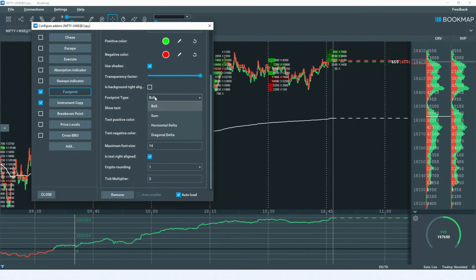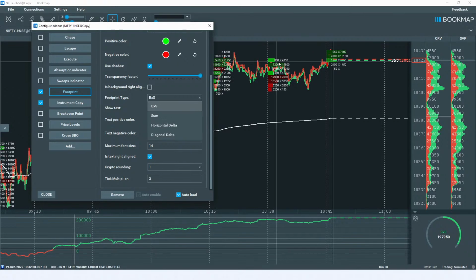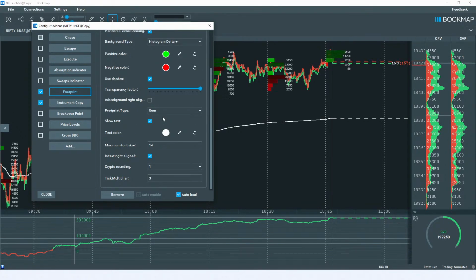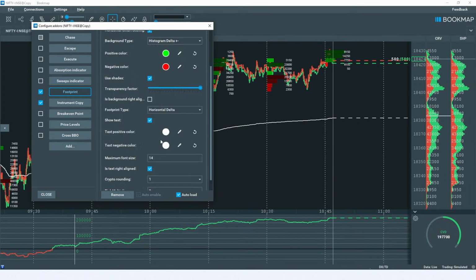And footprint types, calculation wise, there are different ways you can calculate. I want to see the sell orders that got executed and the buy orders that got executed. That's why I have marked it as buy into sell. If you just set it as sum, it will summate everything and show the entire number of transactions that happened at a specific level. Horizontal delta is nothing but the delta comparison.